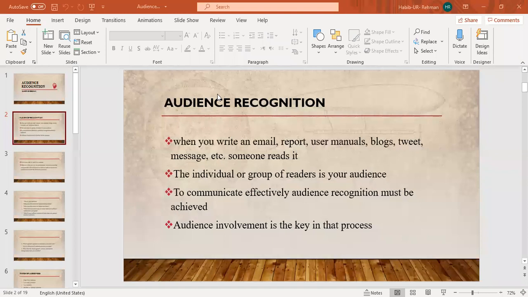If your audience is not engaged, if you haven't considered their intellectual level, their level of understanding, their qualification, their context, their background, then a communication error will occur.